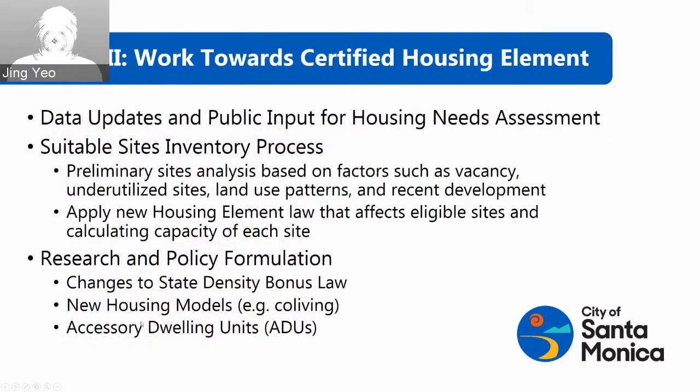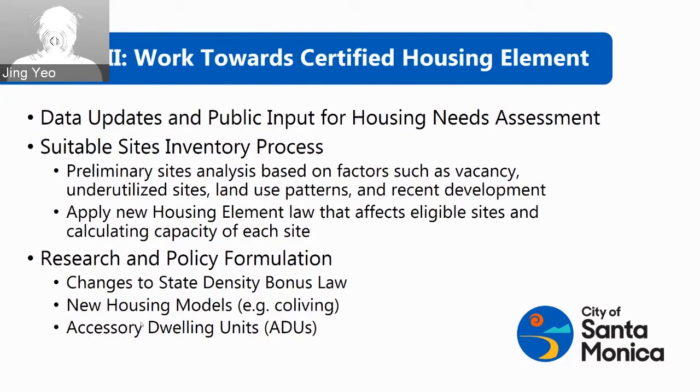So, after those actions that have been taken to largely stabilize the existing housing stock and provide an avenue for 100% affordable housing to move quicker through the process, where we are now is working towards having a certified housing element. So, sort of big areas. What that involves is largely data updates, and what we're doing today and launching is, in terms of public input for determining our city's housing needs.